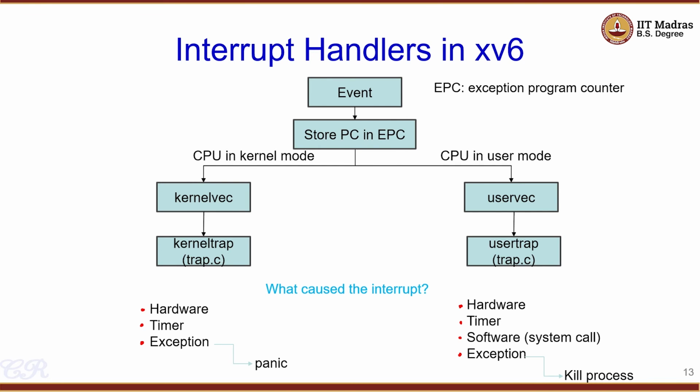Another thing to note over here is that while you are in supervisor mode, we cannot have a system call occur. So we won't have software interrupts in this case, right? So when the CPU is in kernel mode, software interrupts cannot occur, but if the CPU was in user mode, then software interrupts can also occur.